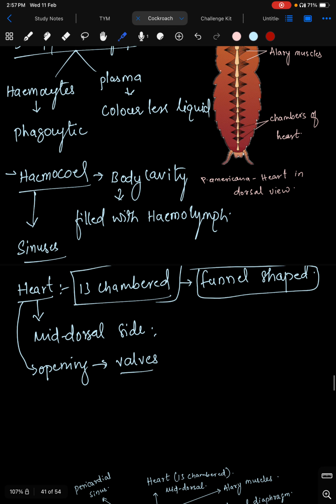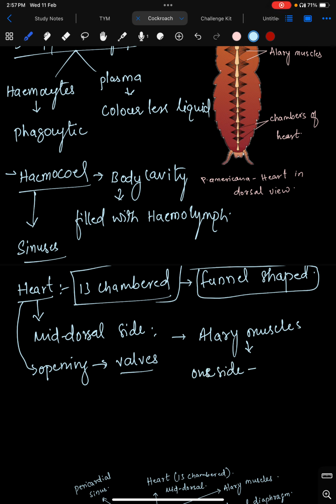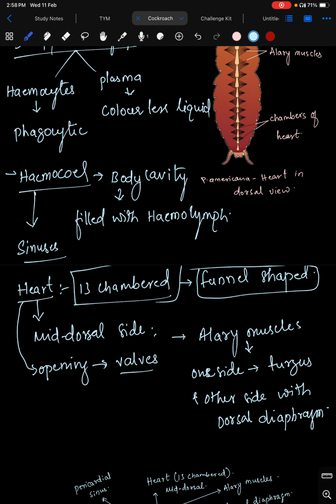Apart from that, this heart is connected with the help of alary muscles. One side the alary muscles are connected with the tergum, that is the dorsal side, and the other side is connected with the dorsal diaphragm. So this is about the heart.